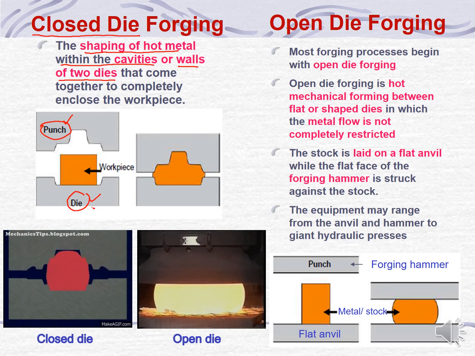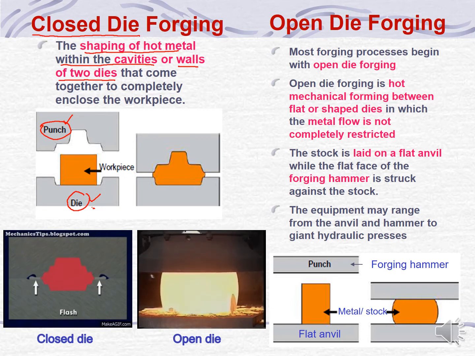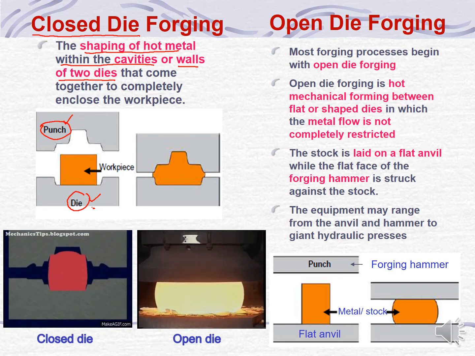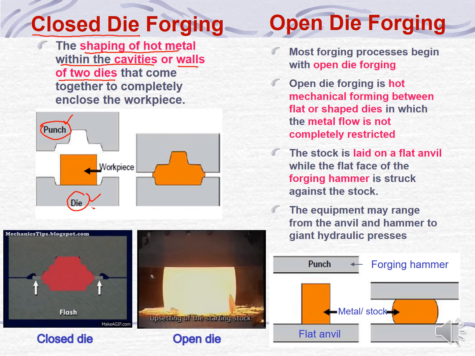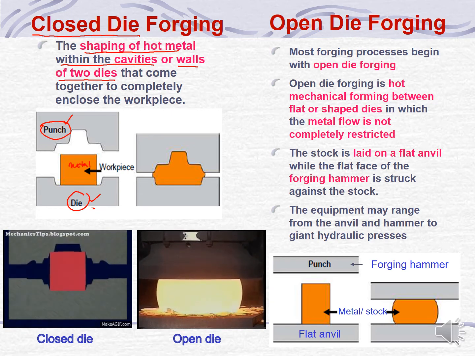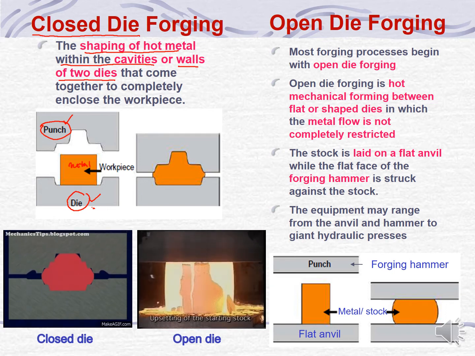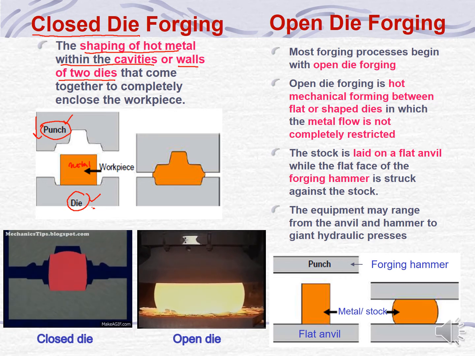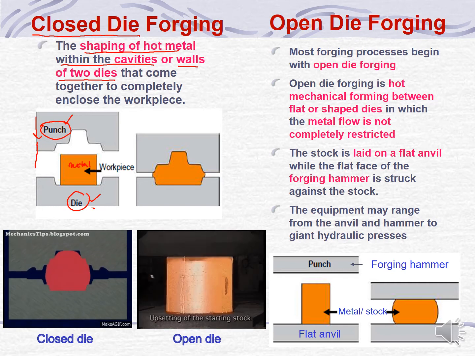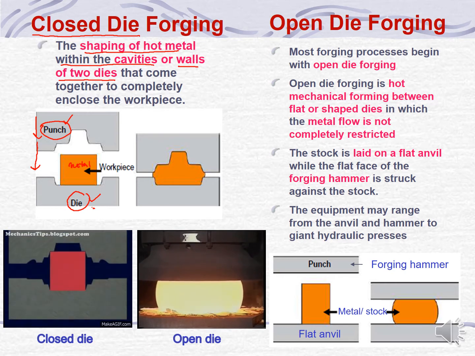Okay, in this closed die forging process, the workpiece is laid at the center, in between punch and die, here, metal. Then we give a force onto this punch, where this punch will come closer to the die and completely compress the workpiece. And the workpiece will follow the shape of the die.